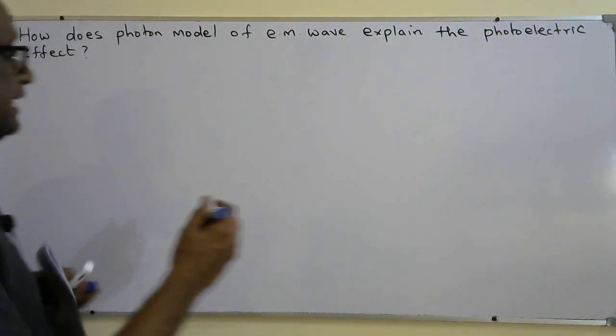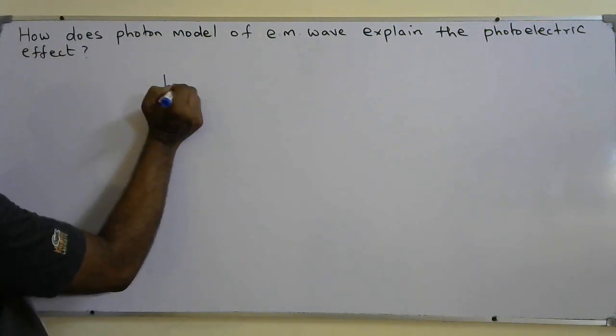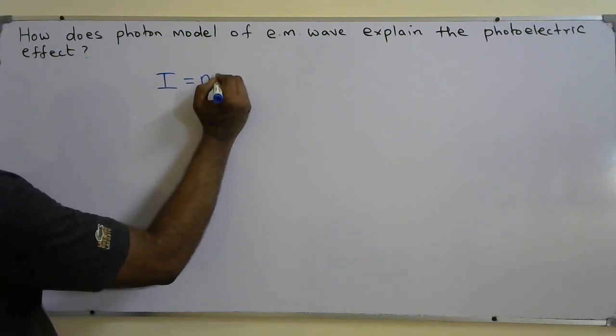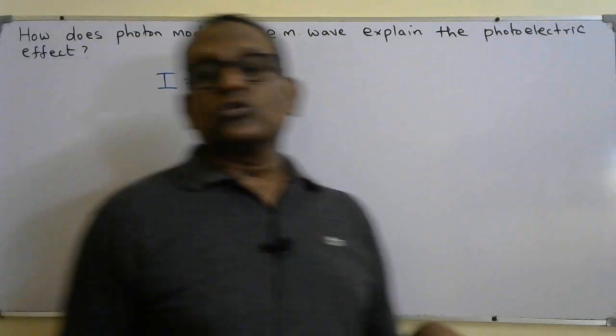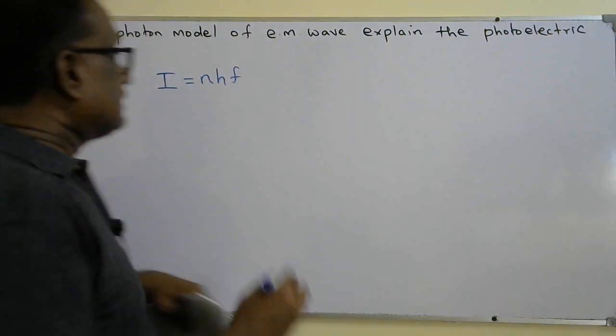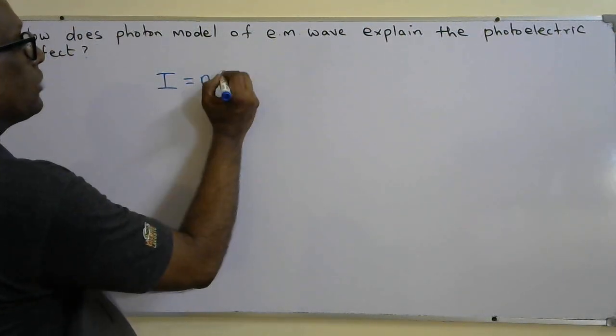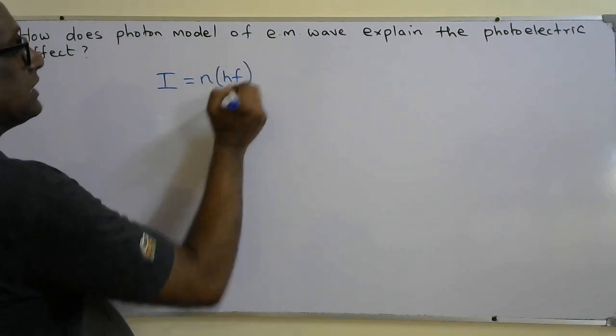We know that the intensity of electromagnetic radiation in the photon model is given by I equals n times hf, where n is the number of photons passing through unit area per second. hf is the energy of a photon.